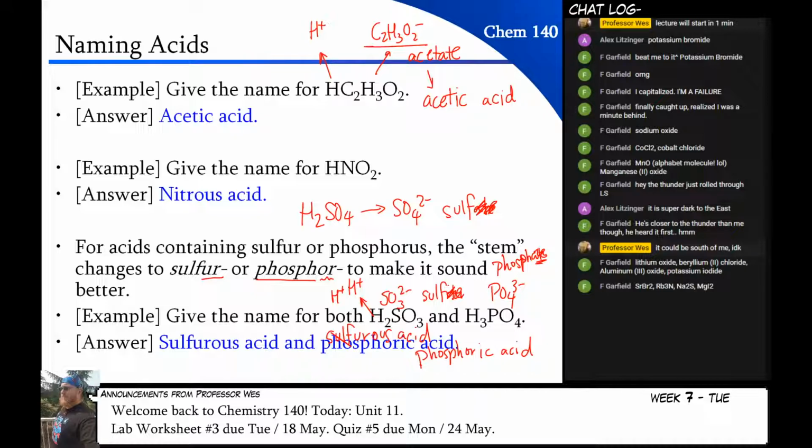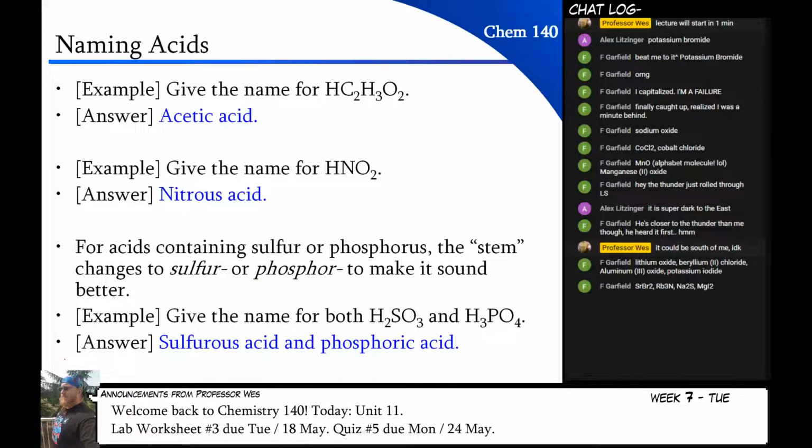So as long as you're aware of the issues with sulfur and phosphorus when they are in polyatomic ions, that you have to change their name a little bit, this isn't too bad as long as you keep the rules straight.